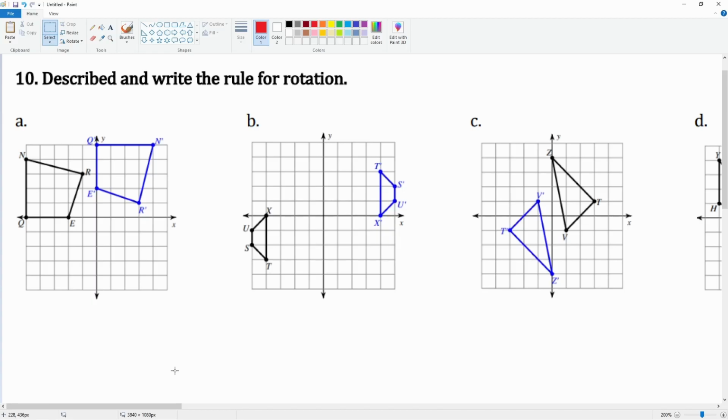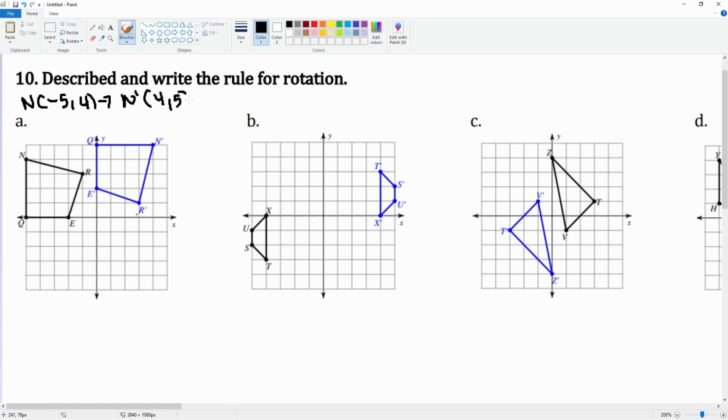Number 10, you're going to describe and write the rule for the rotation. So you know what I'm going to do? I'm just going to grab one of the points first. So let's look at N. N was originally (-5, 4), and it undergoes a transformation to make N prime, which is (5, 4).